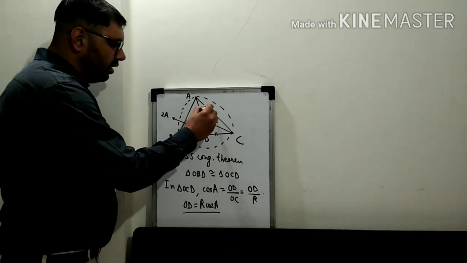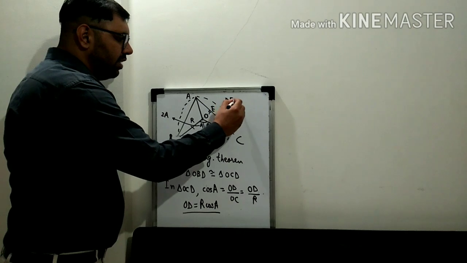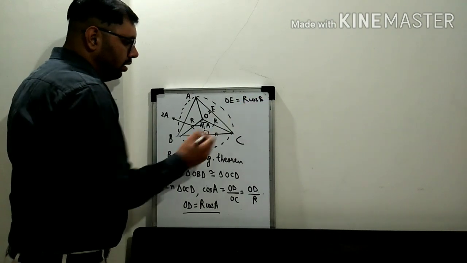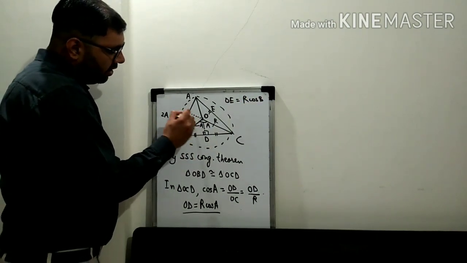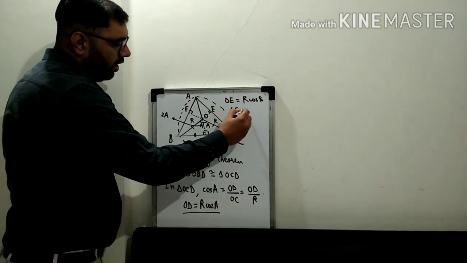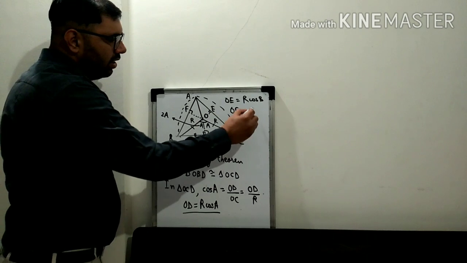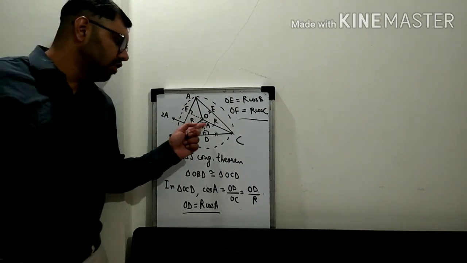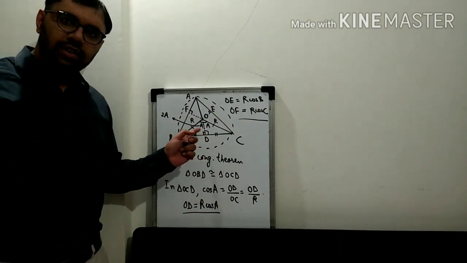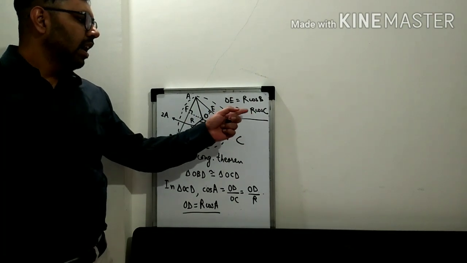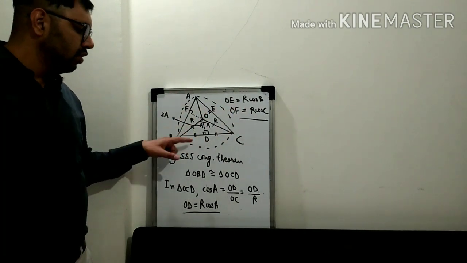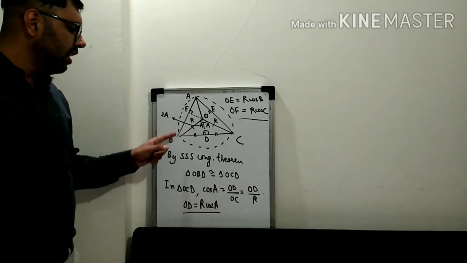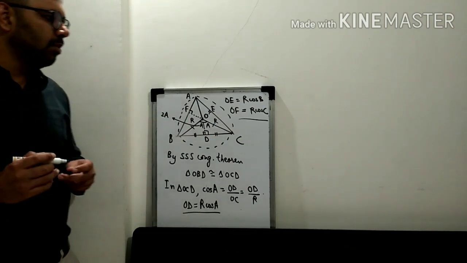Now if I want to find the distance of O from side AC, OE, I will take the opposite angle, R cos B, because the opposite angle is B. And if I am interested in finding this distance, OF, opposite to that we have angle C, so this length will be R cos C. Always remember, when we find the distance of the circumcenter from a side of the triangle, we take the circumradius, capital R, and multiply it with cos of the angle opposite to that side. If the side is BC, we take cos A. If the side is CA, we take cos B. If the side is AB, we take cos C.